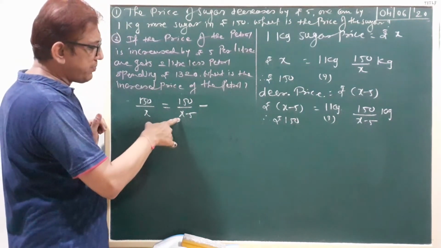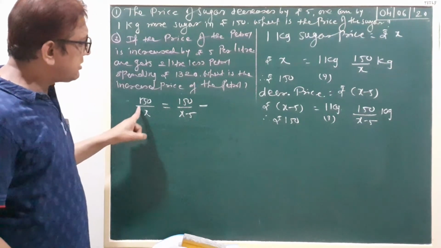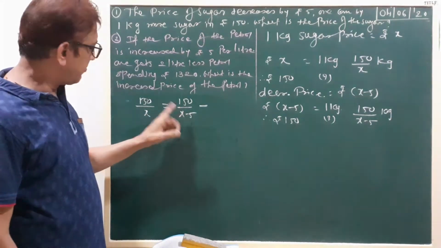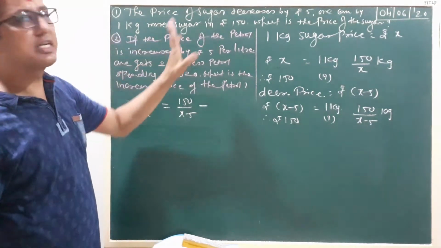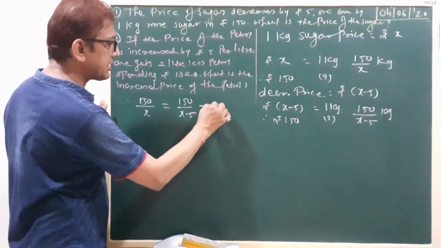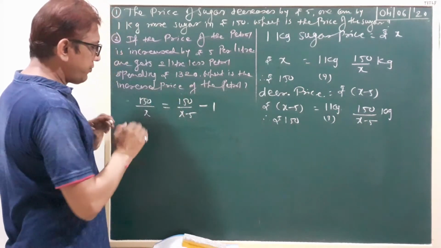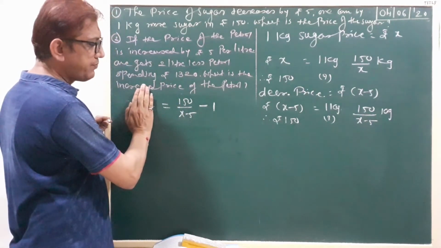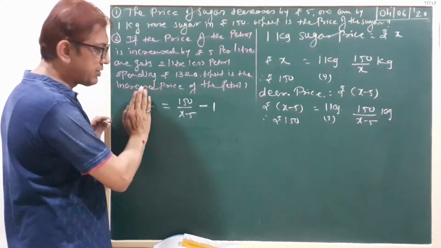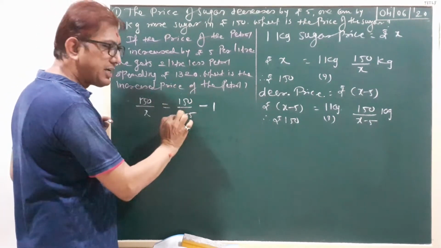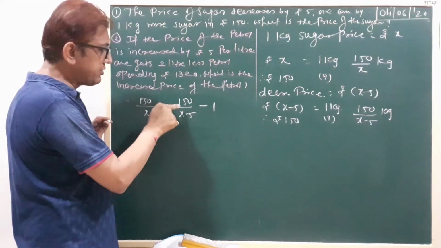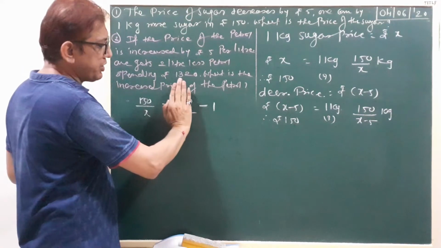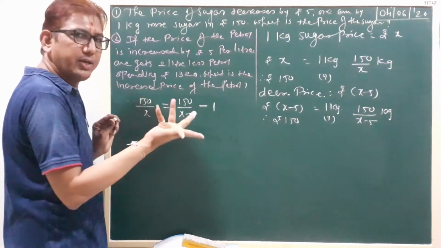So 150 upon X minus 5 is in kg, and this one is also kg. Both sides kg. Now read the question: 1 kg more sugar in 150 rupees. First time we purchase 5 kg. Second time the price will be decreased, so the denominator is smaller and the division is greater. So here 6, and 6 minus 1 equal to 5.